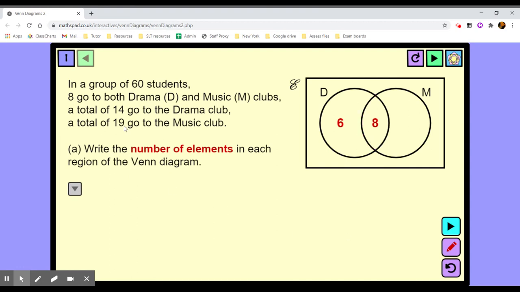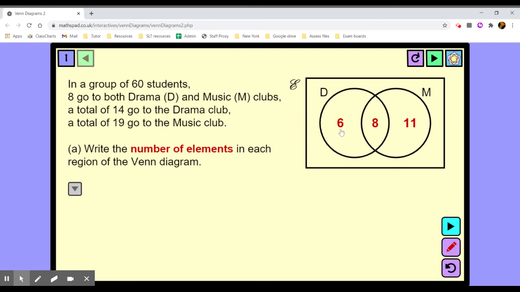Okay, then we know 19 go to the music club. So the music club are these two sections, everything enclosed within the M circle. 8 of them, though, are already in the middle. So we need to have 19 take away 8 to give me 11 will go in purely in the music section. Okay, so we just need to double check now, have we represented every student that there is?